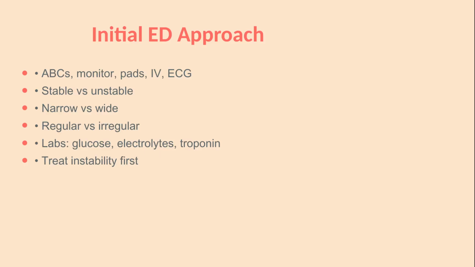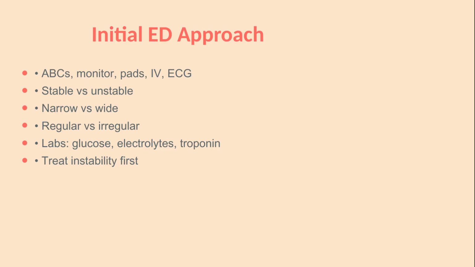Every dysrhythmia encounter starts the same way before you name the rhythm. Address airway, breathing, and circulation. Put the patient on the monitor. Place defibrillation pads early. Establish IV access, and obtain a 12-lead ECG. Pads on the chest cost nothing. Scrambling for them during deterioration costs minutes.